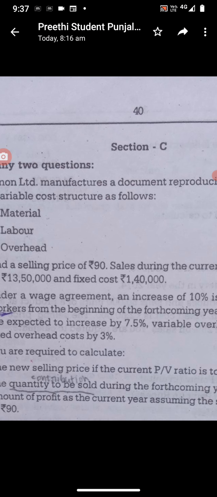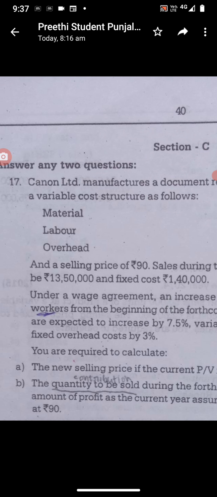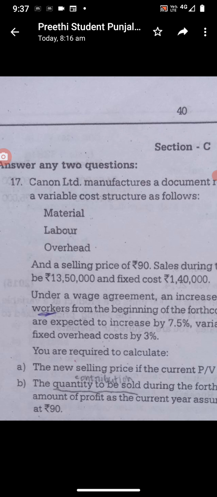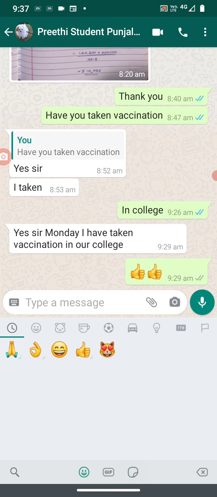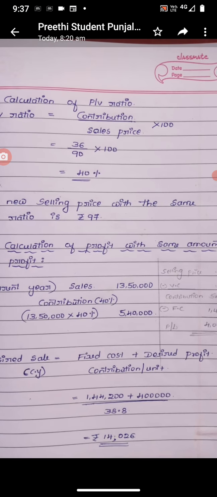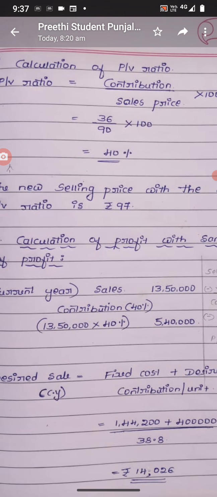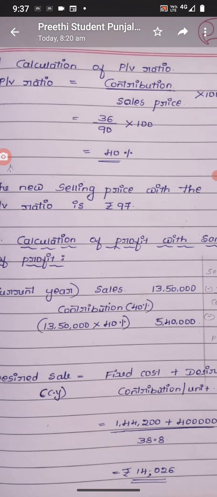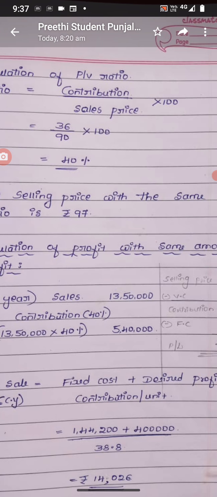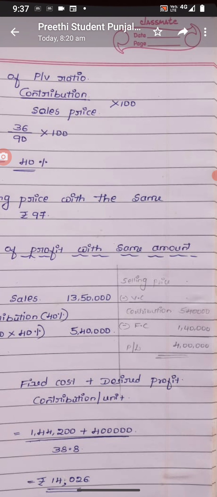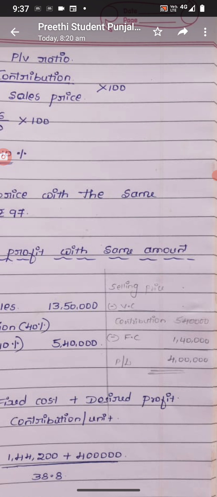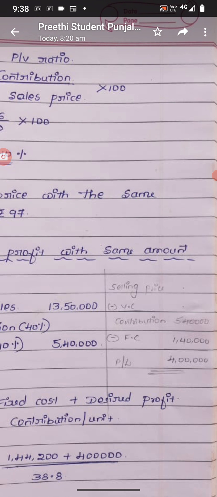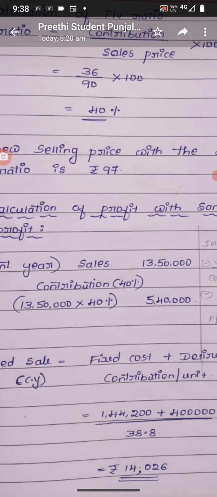So if you see the problem, 13,50,000 is the given sales. So 40% contribution, we all know contribution is 40%, because the percentage we have calculated. So that comes to 5,40,000, and the fixed cost is 1,40,000, so the profit comes to 4 lakh. So 4 lakh is the profit they wanted.